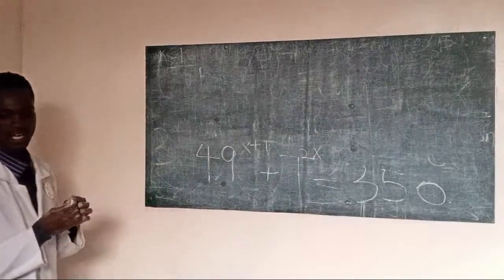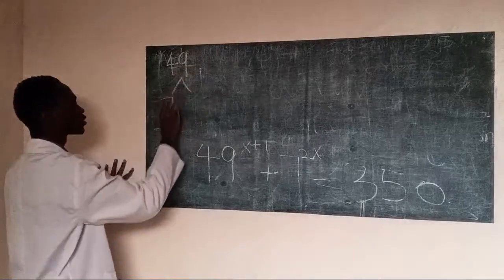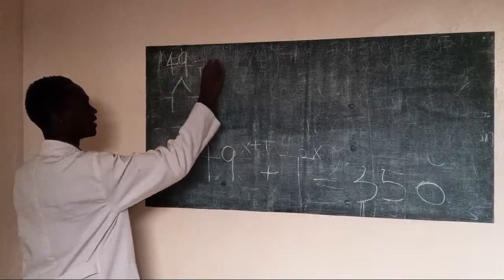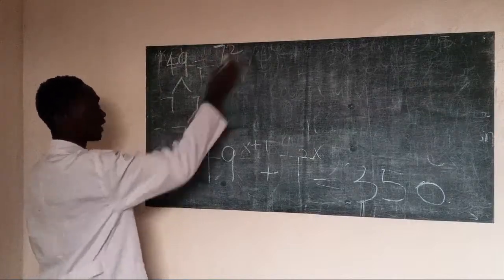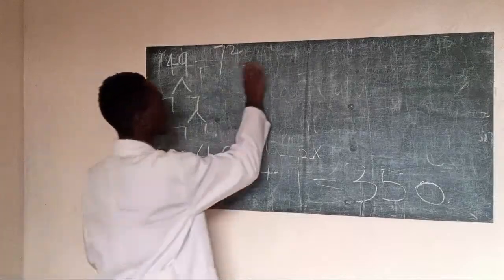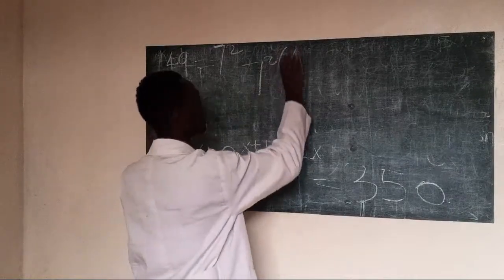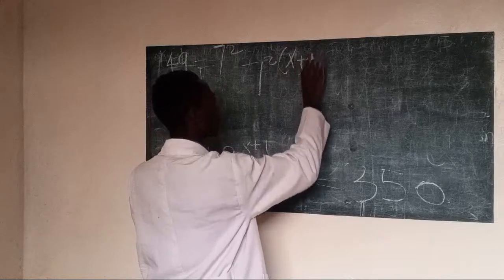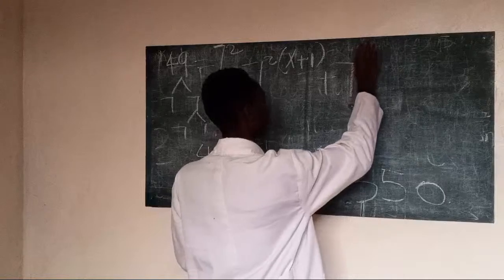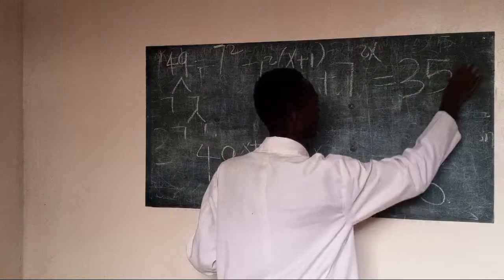Let us express 49 in terms of its prime factors. 49 is 7 times 7, isn't it? To give me 7 squared. Siko sawa hivyo? 7 squared, I multiply by x plus 1, I add 7 to the power 2x is equals to 350.